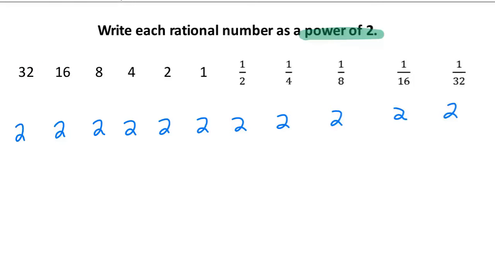So 32 is 2 to the what power? How many 2's gets us to 32? 5 of them. Good. How many 2's gets me to 16? To 8. And then to 4 is 2 squared. 2 is 2 to the first power. And how do I get a 1? 2 to the 0. Good. And then the fractions, remember, are negative exponents. So because all of the rest of them are fractions, all of them are going to have a negative exponent.